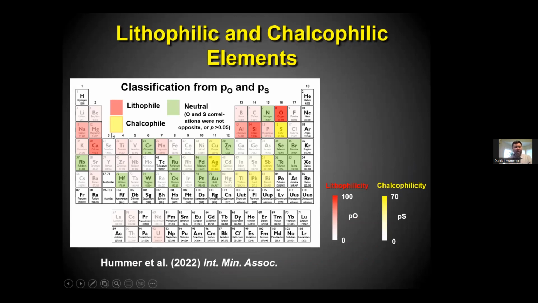So the elements shown in red here are the ones that tended to be lithophile in behavior. Yellow is chalcophile behavior, and then green is showing just that there was not a strong enough correlation. It didn't particularly fall under the lithophile or chalcophile categories. This block of elements here, this entire block showed up as chalcophile in all of these analyses.